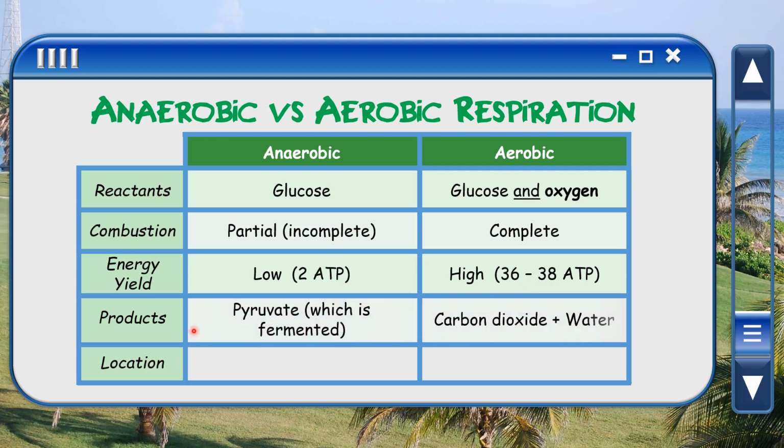Now, when it comes to the products in anaerobic respiration, we produce pyruvate, which is then fermented. That is during anaerobic respiration. Whereas in aerobic respiration, we produce carbon dioxide and then water. Those are the products. Now, when it comes to the location, anaerobic respiration takes place in the cytosol. Cytosol is the same as the cytoplasm. And aerobic respiration occurs both in the cytoplasm or the cytosol and the mitochondria.